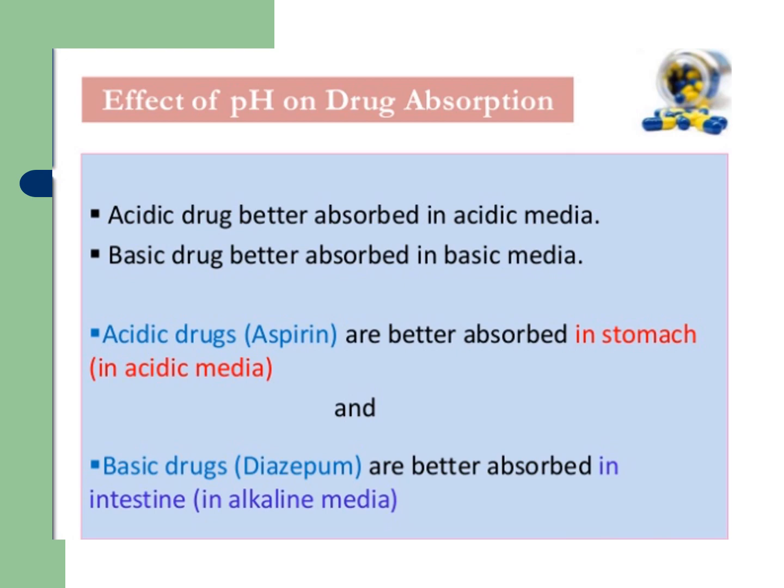Then we discussed the effect of pH on the drug absorption. As already mentioned quite a couple of times, acidic drug is better absorbed in the acidic medium and basic drugs are better absorbed in basic medium. Acidic drugs like aspirin are better absorbed in the stomach in acidic medium, and basic drugs are better absorbed in the intestine where there is alkaline media.